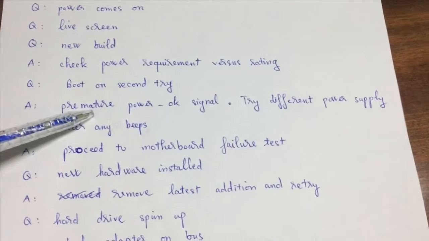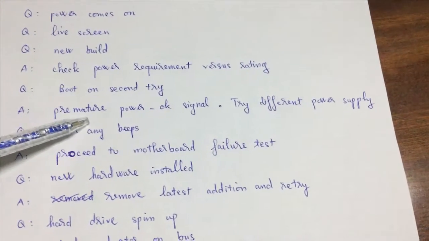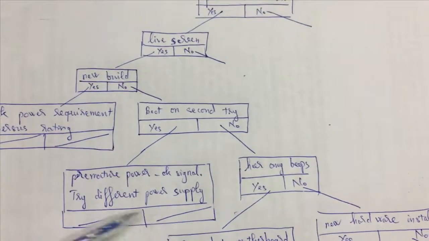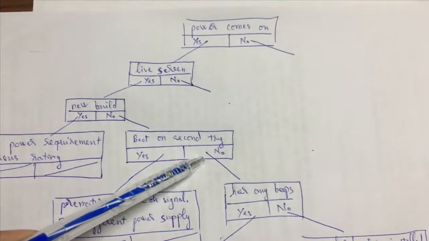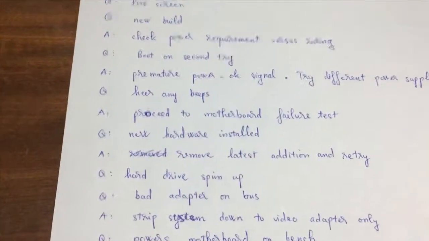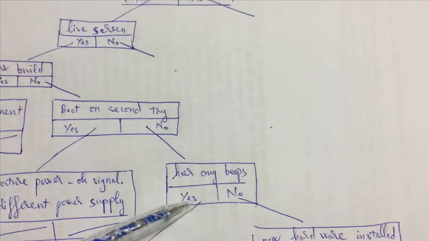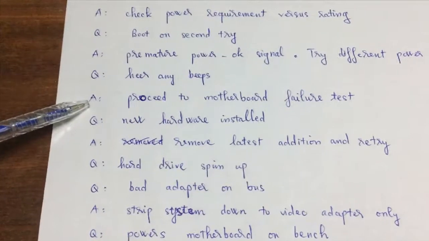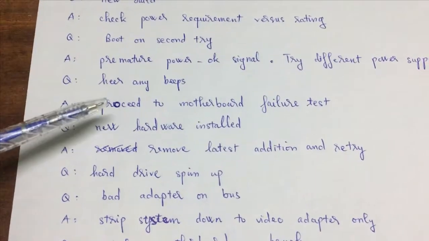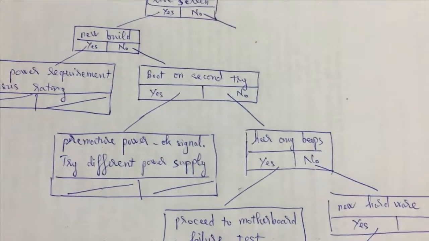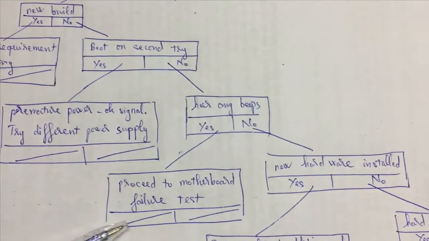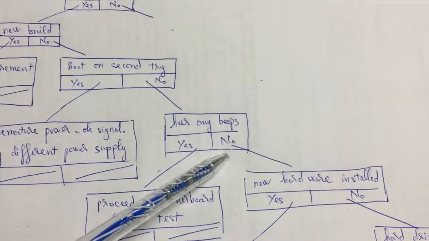Pre-meter power okay, signal try different power supply. So this is an answer. Right here the pointers are unknown, and we move on to the nearest no. Hear any beep? Question. Yes and no. So the next line, the answer, proceeds to motherboard failure test. So process motherboard failure test, pointers unknown, and move on to the nearest no.